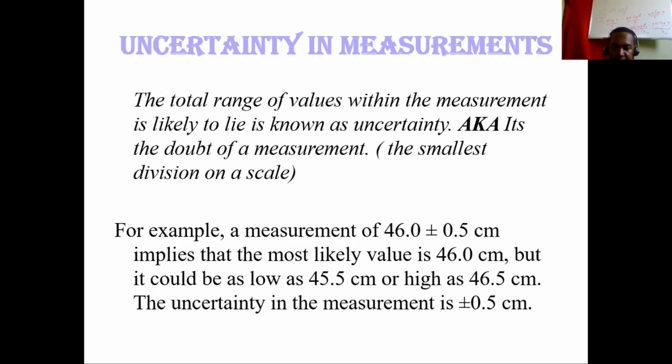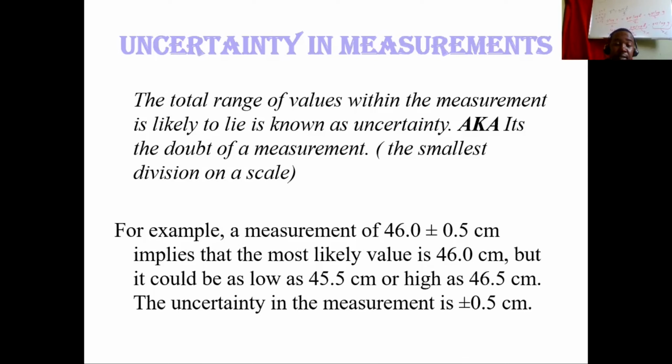So for example, a measurement of 46.0 plus or minus 0.5 centimeters. The 0.5 centimeters is your uncertainty. So that's the smallest line on that measuring instrument. So it can be 0.1 centimeters.